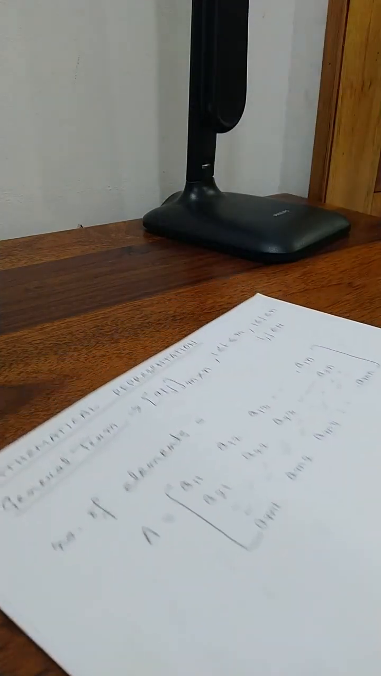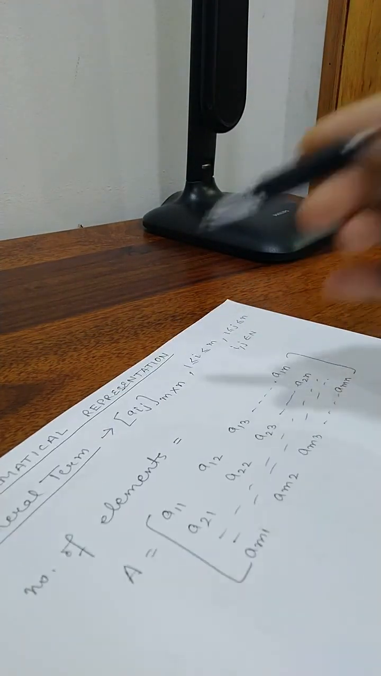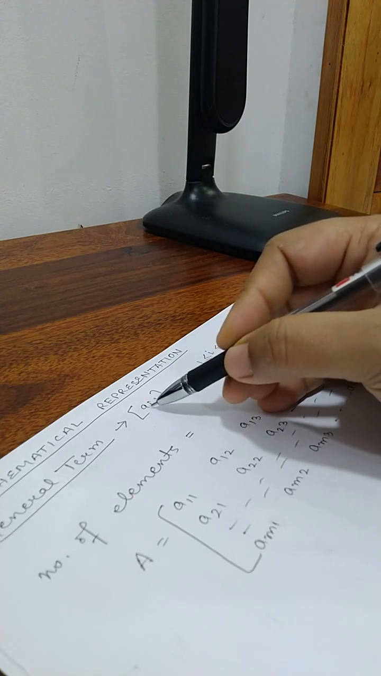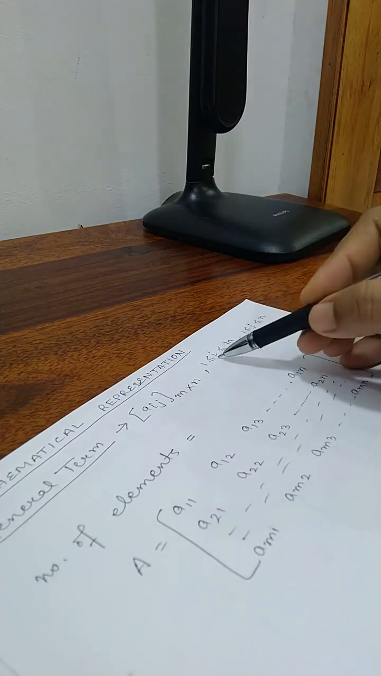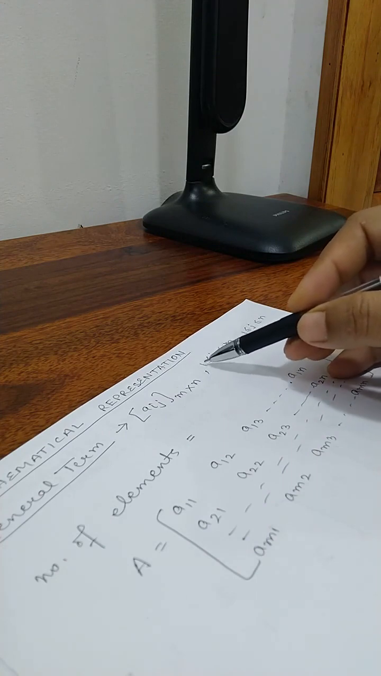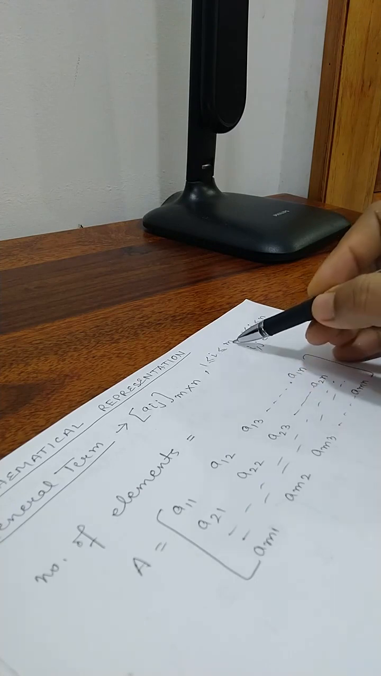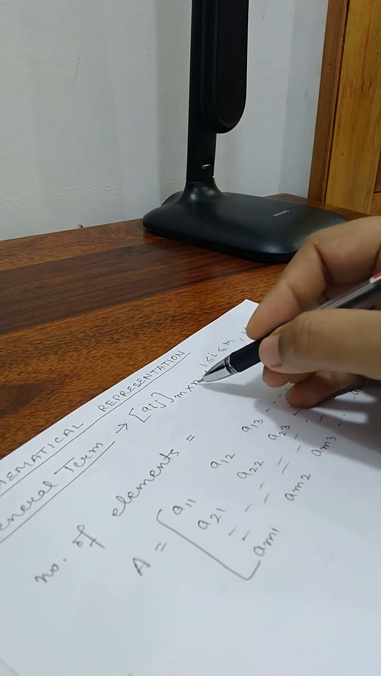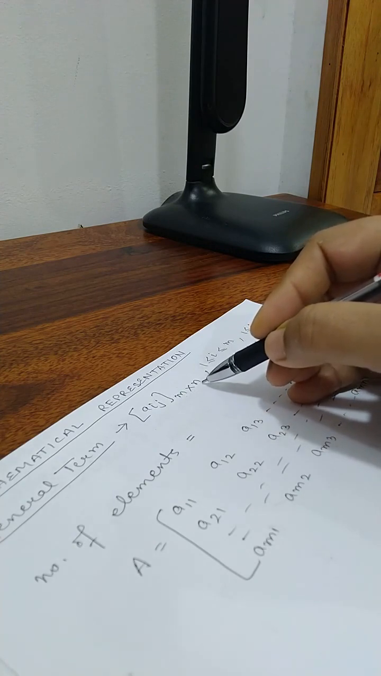Now the next topic is mathematical representation. In general we can write elements in this form: a_ij. Because it's an element, you have to use a small letter a, with subscripts i, j, where i starts from 1 to m, from the first row up to m number of rows, because the order of this matrix is m by n. So we have m rows and n columns.